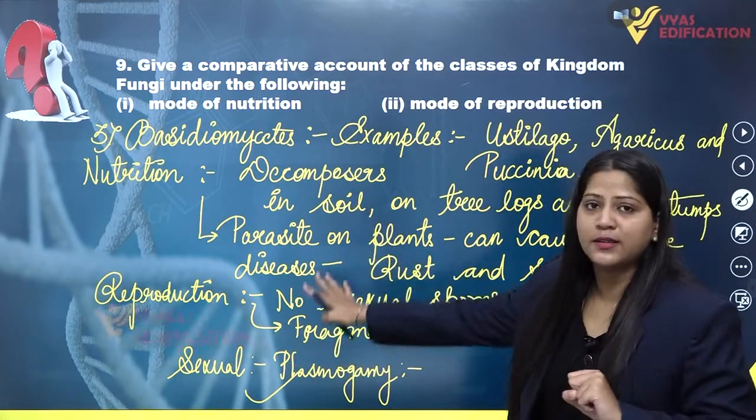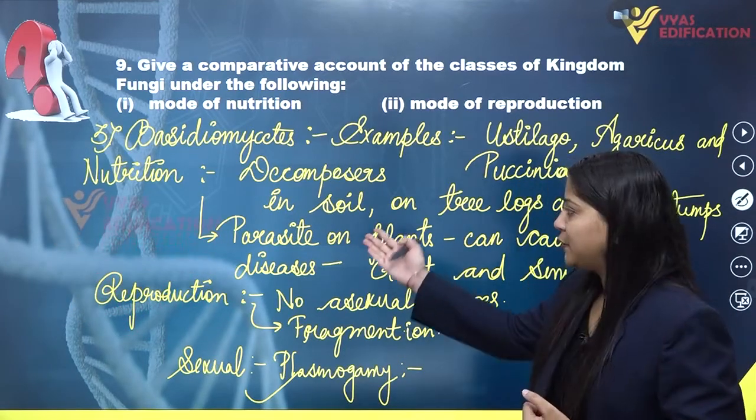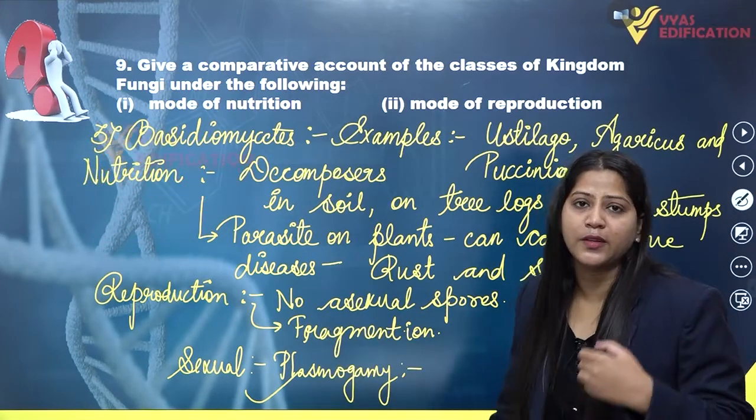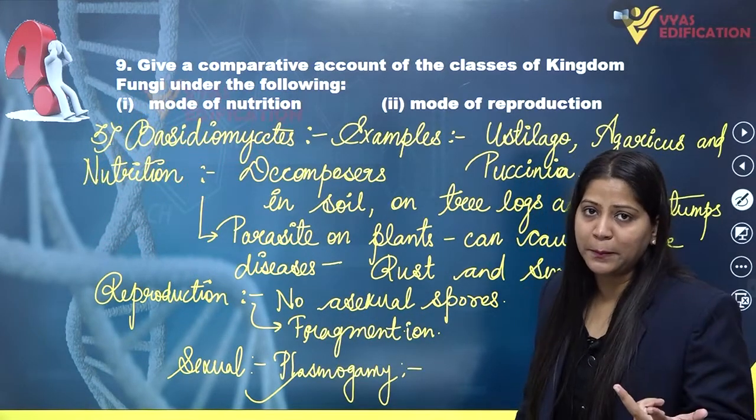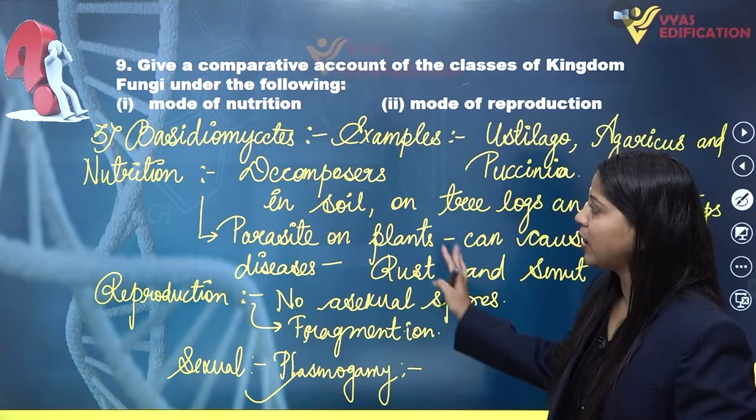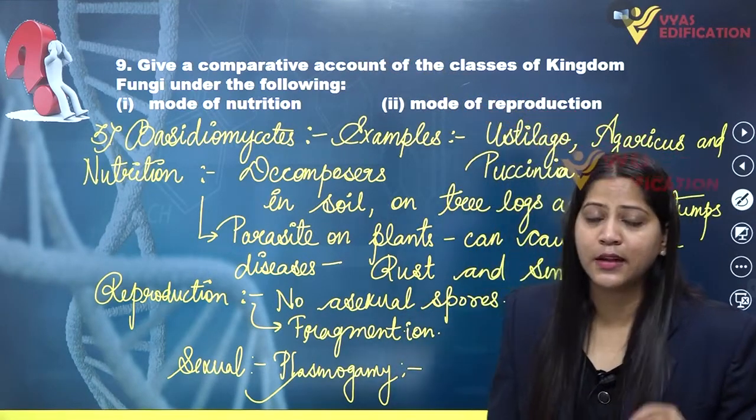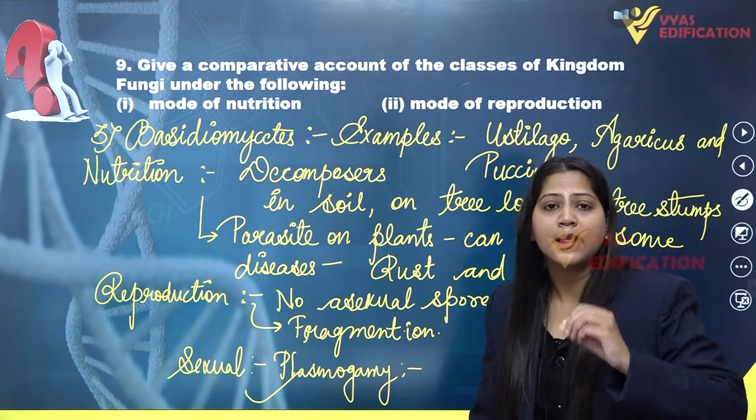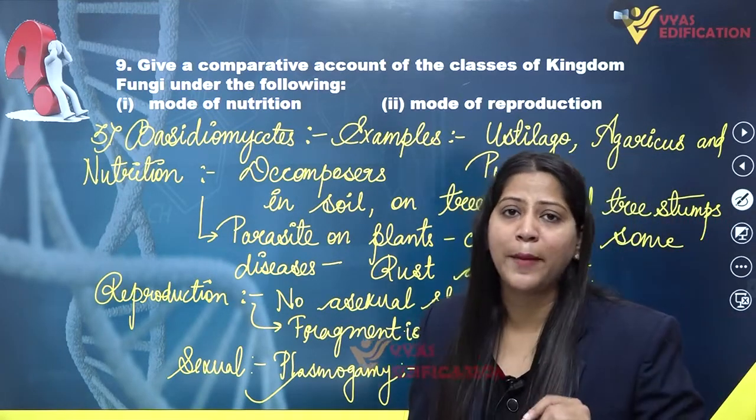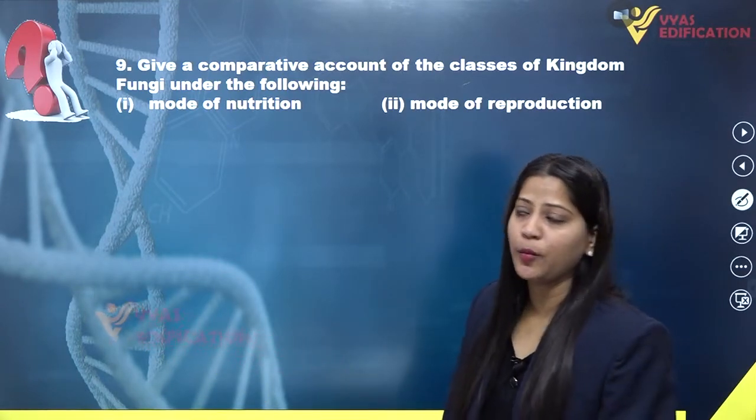We already have discussed the nutrition, how they obtain their nutrition by different ways, and also how they reproduce. That means they can reproduce through fragmentation and plasmogamy. So this is all about the answer of this. Now we are going to discuss the last class of fungi, that is Deuteromycetes.